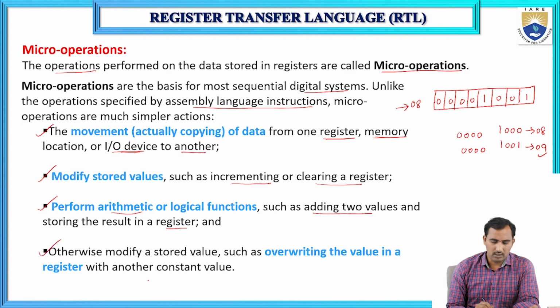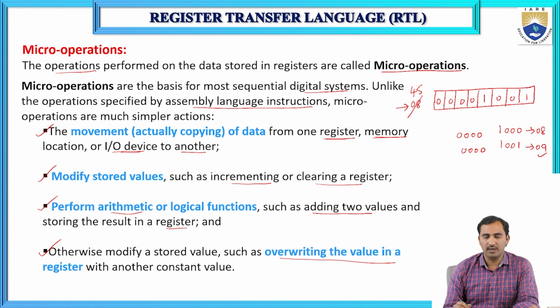And then, otherwise, modify a stored value such as overwriting the value in a register with another constant value. Overwriting means that in this register I have already stored 08, and I overwrite it with some other constant value, that is 45. So the entire data is replaced with new data. So these are the various micro operations that we can perform on the data stored in the registers.